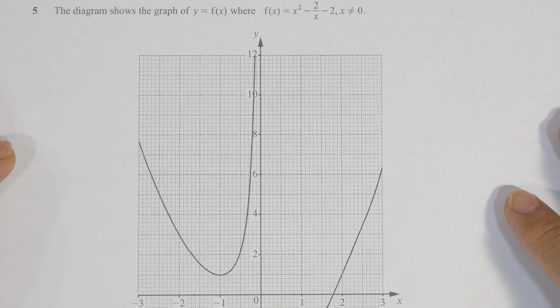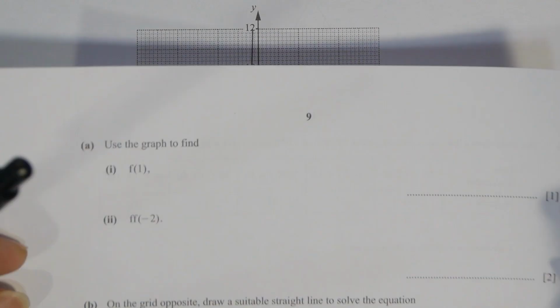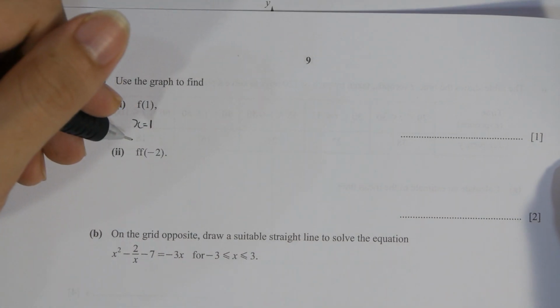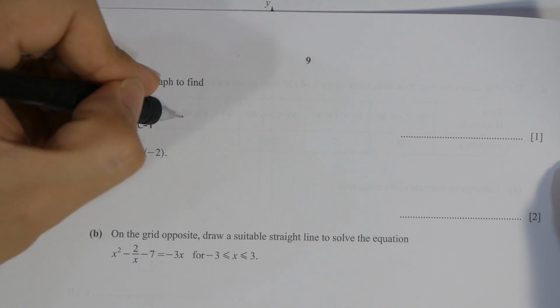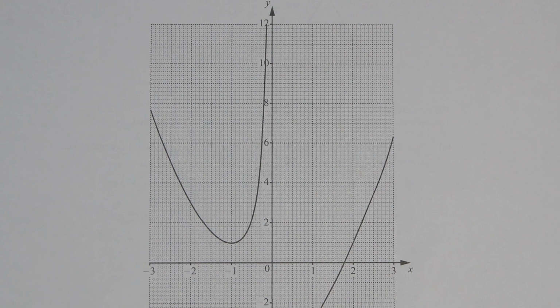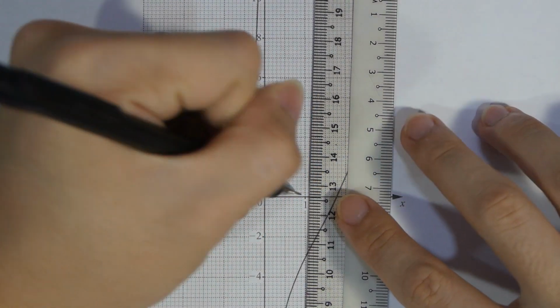Question number 5. So this is the trickier version of this question, okay, where they involve functions. So for A number 1, it is when x equals 1, what would the result be? Okay, they did the heavy lifting for you to draw out the curve. So when x equals 1, your result will actually be -3.